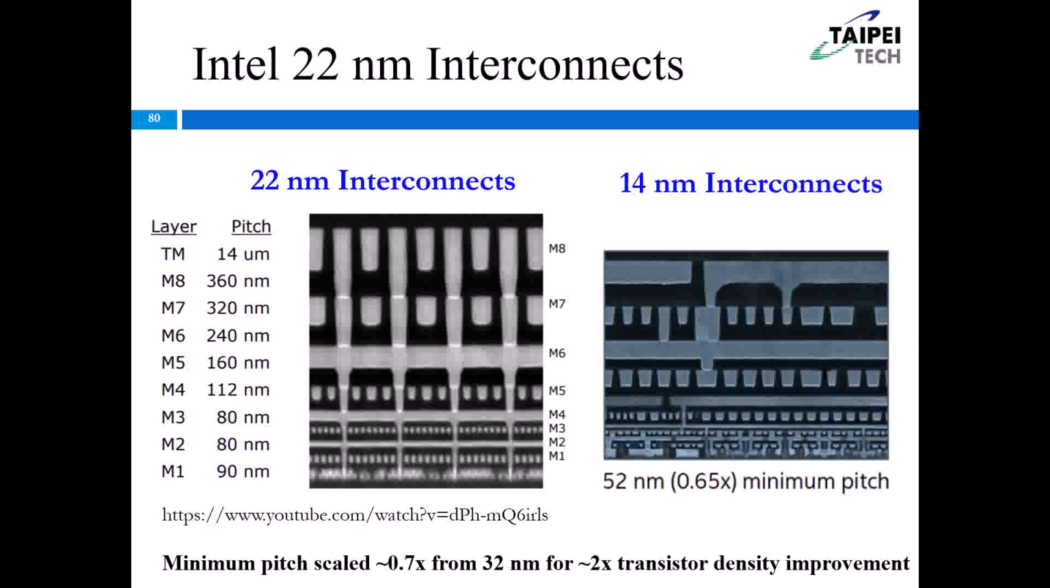You see, we have the metal A. Right now, we can fabricate the 8 layers of the metal line. And nowadays, I believe we already have 11 layers of metal. And this pitch may be the metal pitch.